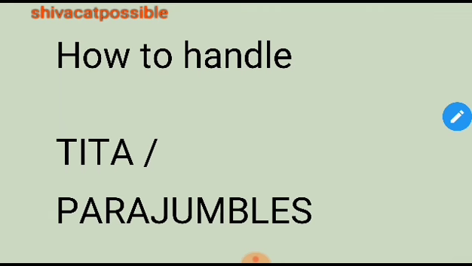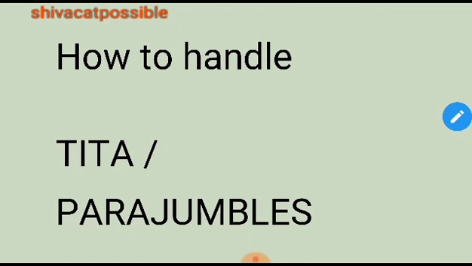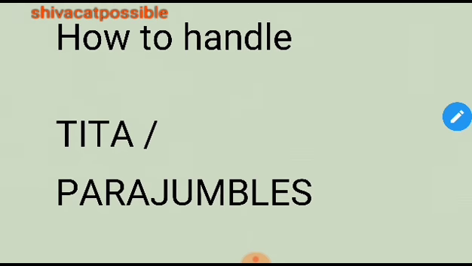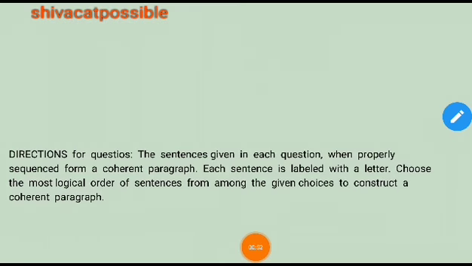Okay, first we will discuss how to go through the para jumbles. In all the questions you will see that the sentences given in each question, when properly sequenced, form a coherent paragraph. Each sentence is labeled with a letter. Choose the most logical order of sentences from among the given choices to construct a coherent paragraph.